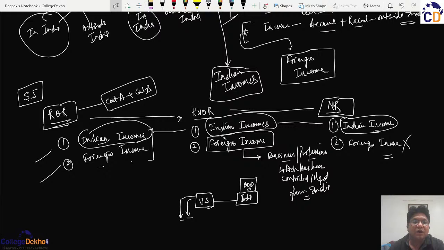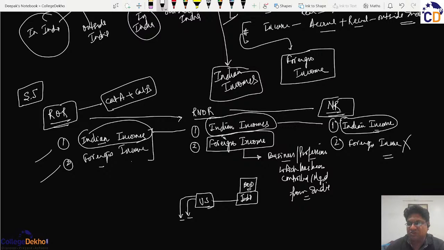And if you are generating from our economy, either through accrual or receivable, then that will also be taxed irrespective of your residential status. So all kind of Indian incomes which are accruing and receiving in India will be taxed in India irrespective of the residential status.